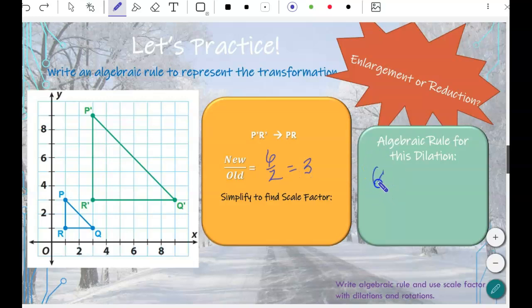So the algebraic rule: we start with our original x, y coordinates, and we multiply each of those by 3, our scale factor. If you used a point, let's just look at P. P is at 1, 3, and the new one is at 3, 9. So looking at the x values, 1 changes to 3, you multiply by 3. 3 goes to 9, you multiply by 3. So there's our rule.